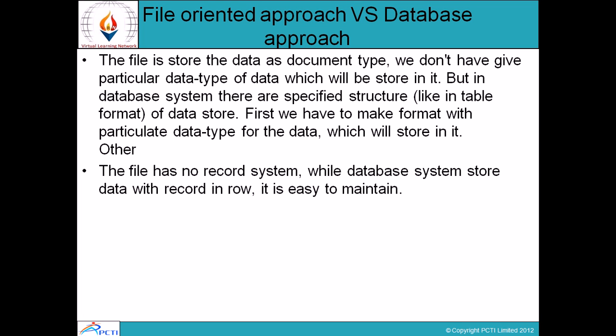A file stores data as document type. We don't give a particular data type here, as I already told you about the flat file. But in a database system there is a specified structure of data storage. First we have to make a format with a particular data type, and then data will be stored in it. Now the file has no record system, while the database system stores data in records. Now it is easy to maintain.